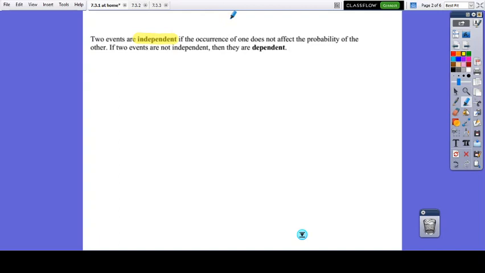So they're independent if the occurrence of one does not affect the probability of the other. Again, we'll get into more of what that means in a little bit, but that's the idea of independent. And then your second box on your notes is the word dependent, and it is simply if two events are not independent.